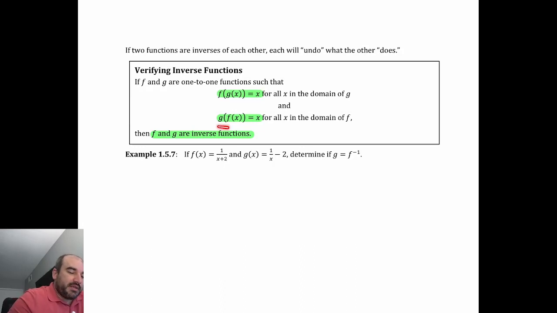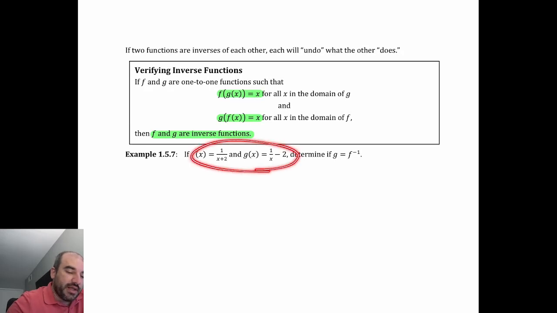And then the second condition is kind of the reverse condition. If I take the function f and I plug that into g, then again everything should simplify down to just x. So if you can show both function compositions, f composed with g and g composed with f, simplify down to x, then you can conclude that f and g are inverse functions.